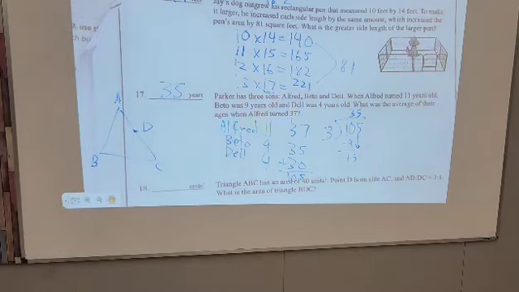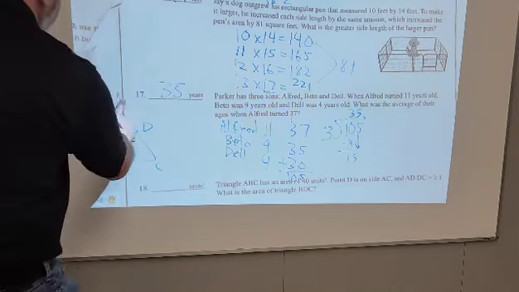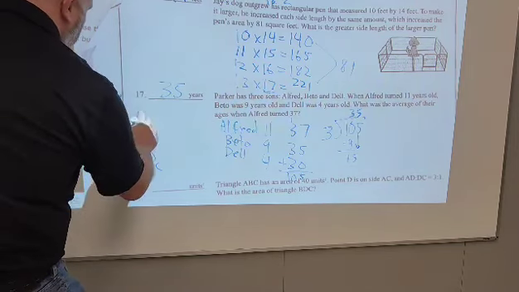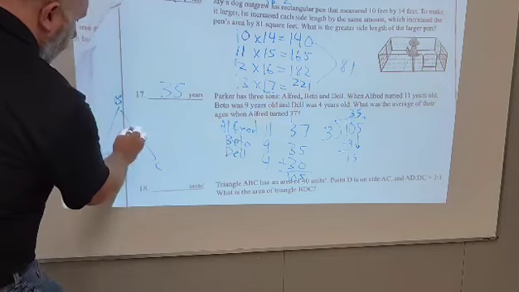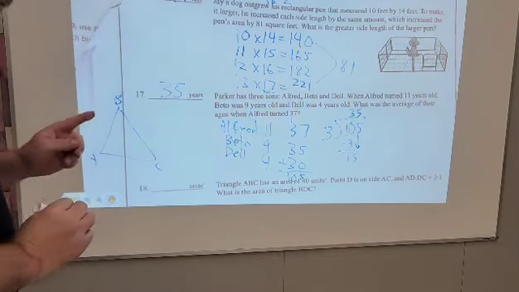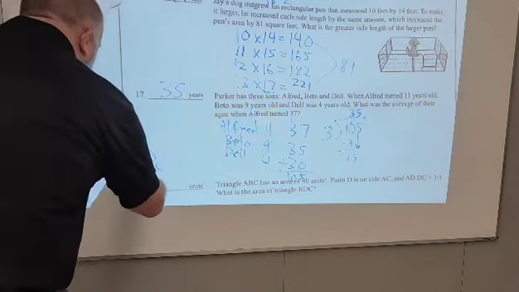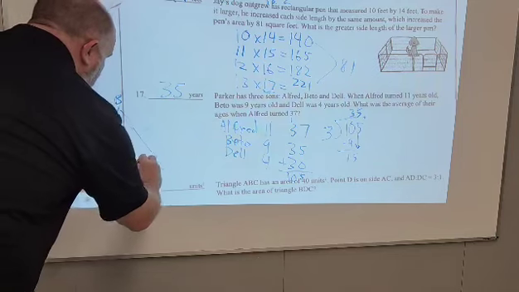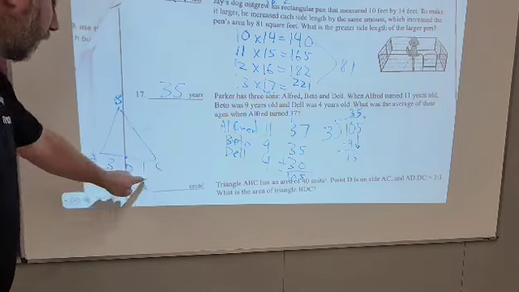I think I turned this the other way when I did it. Let's call this A, B, C. Does it matter? Let's do it this way. It says point D is on side AC, so we'll put our point D there somewhere. Now it says the ratio of AD to DC is 3 to 1. So this is going to be 3 times bigger. And when that's 3, that's 1.